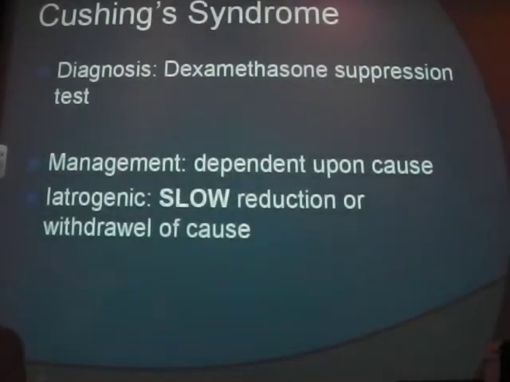So the management is dependent upon the cause. If it's iatrogenic in cause, which is most common, a slow, careful reduction or withdrawal of the steroids to avoid what? What happens if we suddenly withdraw steroids? Yeah, Addisonian crisis. We can go the other way. Okay.